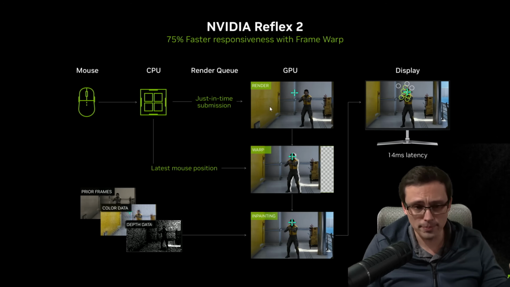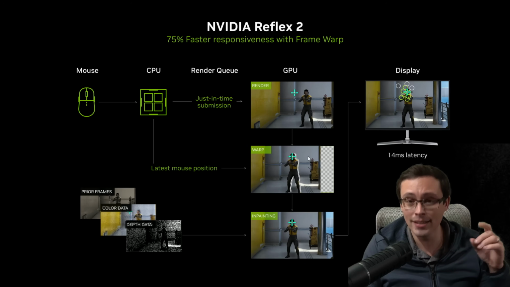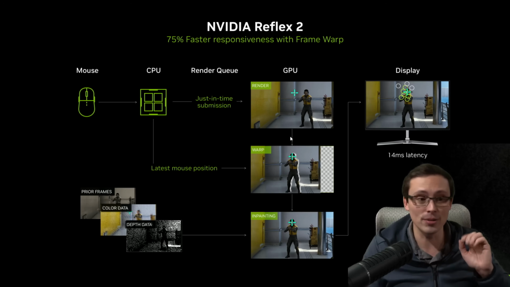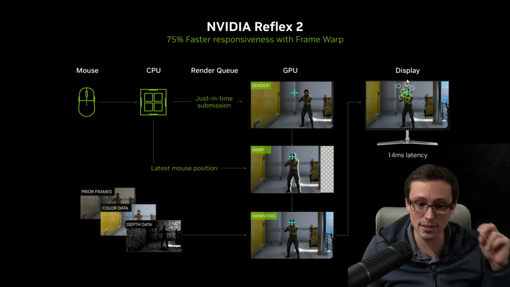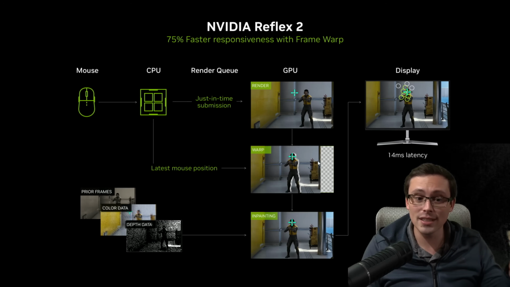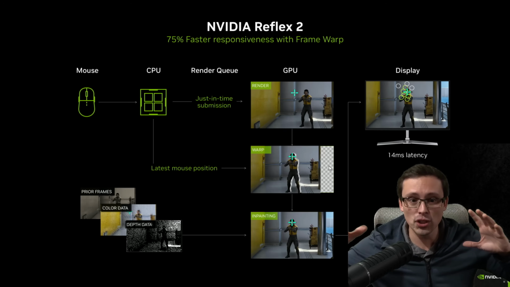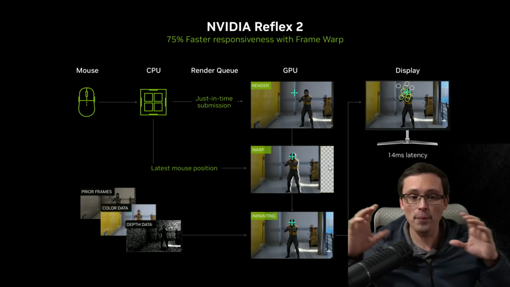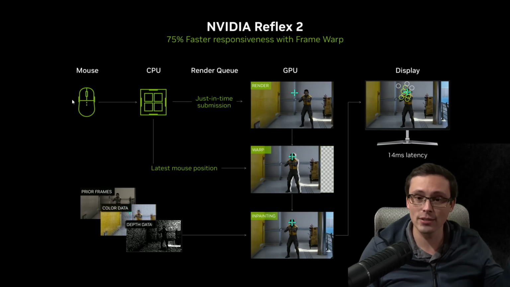But here's the point. What Reflex 2 does is it says, okay, you move your mouse, it goes to the GPU, which starts rendering the frame, and then it reads the mouse position again for where your mouse is now, not when it started rendering the frame, but right before the frame goes to the display. So then what does it do? It warps the frame. It literally bends the image to better fit where your mouse is now, not where it was when it started rendering the frame.